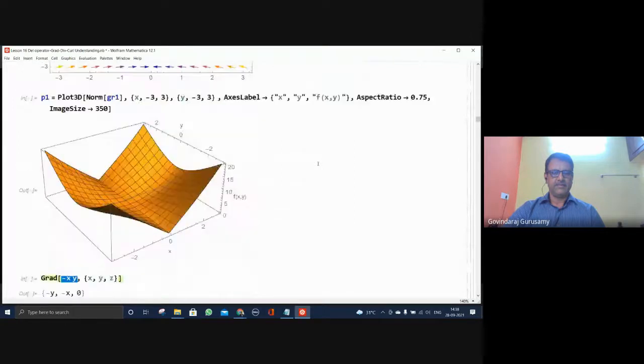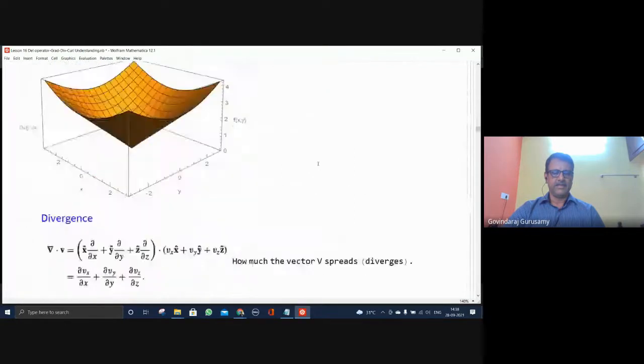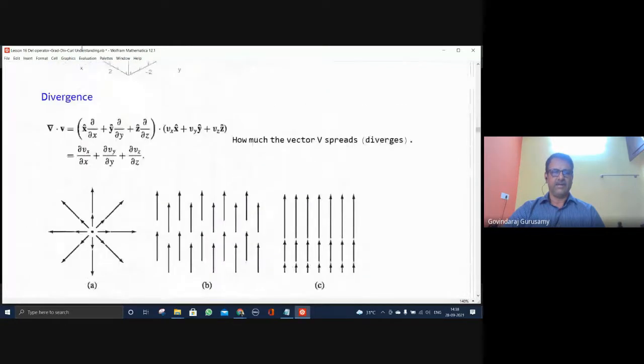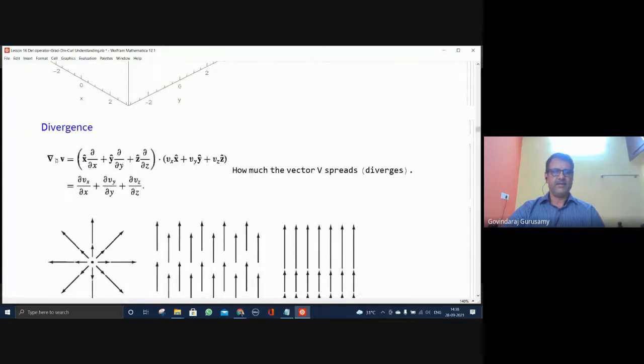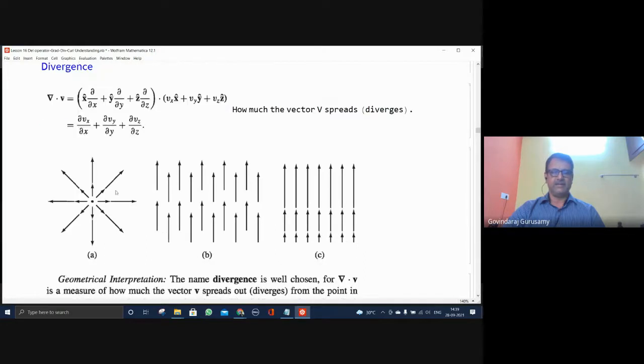That will be used further for various applications, like number one, divergence, del dot v, which is the most important quantity that you come across in many places. Divergence of a vector field can be represented like this, and it tells how much the vector v spreads. This is going to be a scalar quantity at the end. So that's what you are going to get out of that.